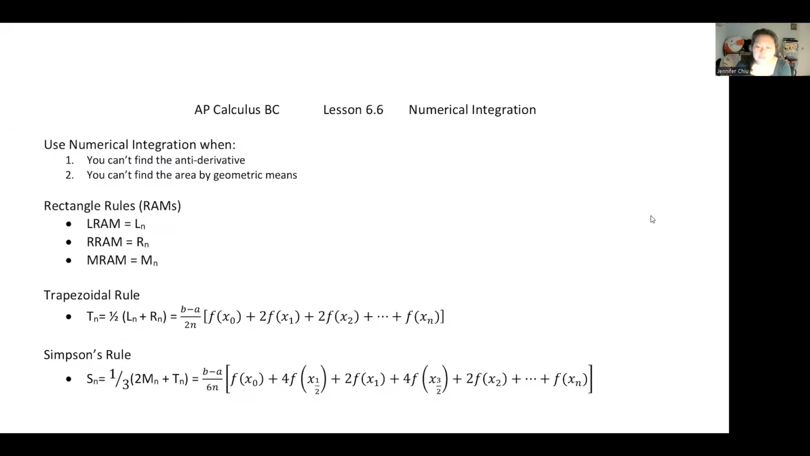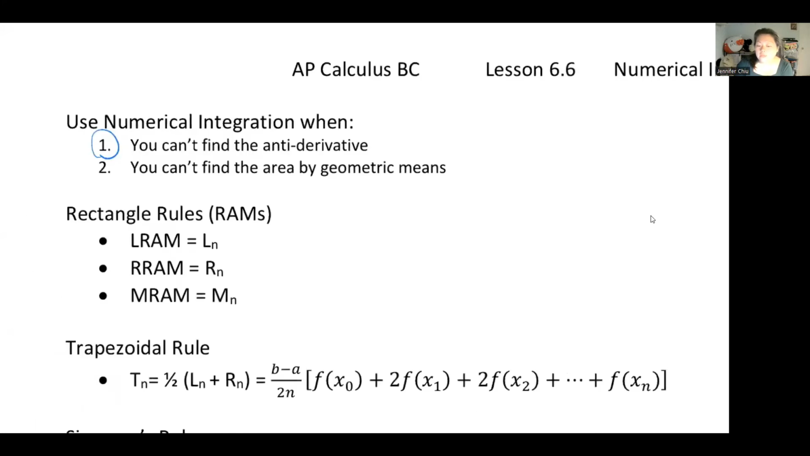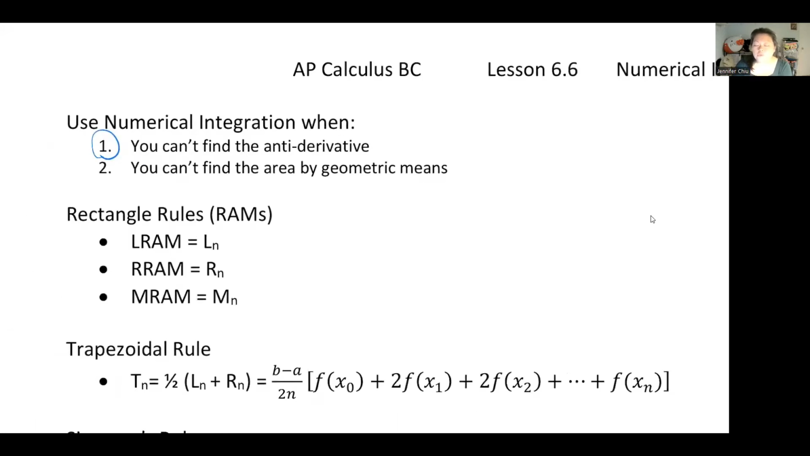Okay, this is lesson 6.6, numerical integration. We need to use numerical integration in two cases. Number one, when you can't find the antiderivative. There are cases where we really have no tool to find the antiderivative. Then you'll use numerical integration to estimate it, right?